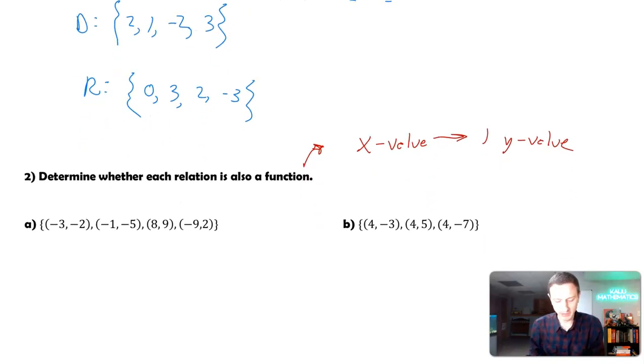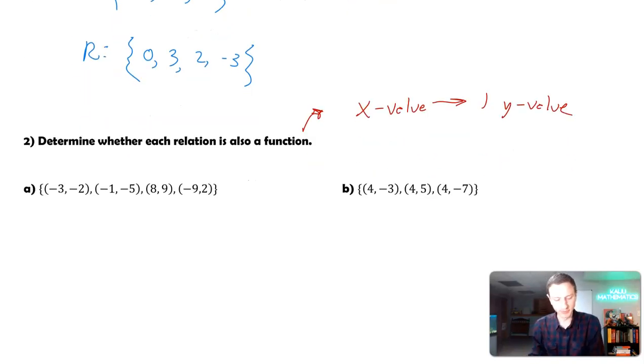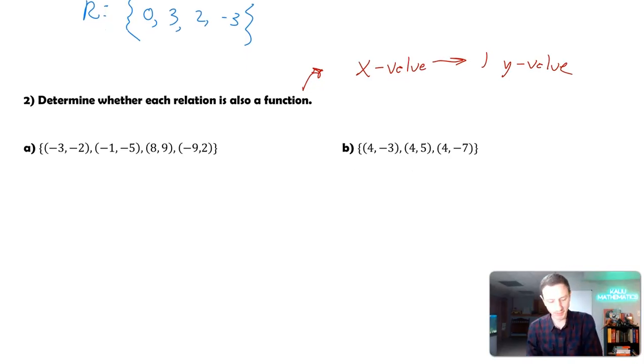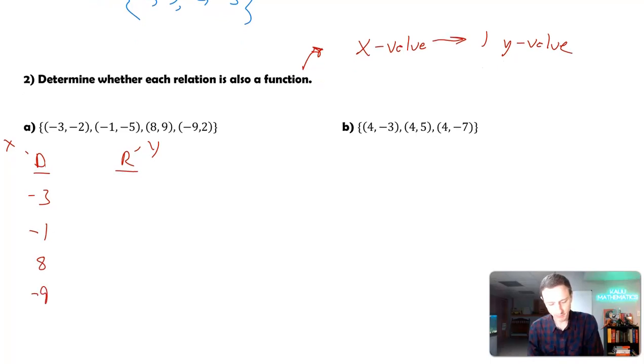So let's take a look at these examples here. Letter A: -3, -2, -1, -5, 8, 9, -9, 2. So we want to check to see, does each x value have exactly one y value? There's a couple different ways that you could identify this, but I wanted to show you what's called a mapping diagram. So if we take all the values in the domain and all the values in the range, the domain is -3, -1, 8, and -9. Remember, domain is the x values, range are the y values. Then write down all the y values in the range: -2, -5, 9, and 2. And if we have repeats, don't repeat anything.